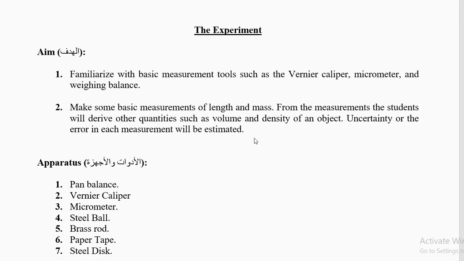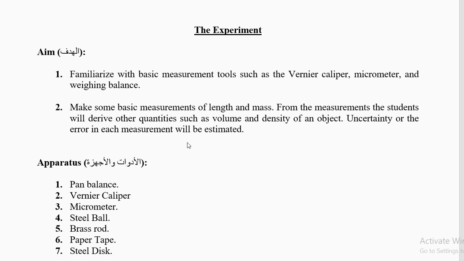Now, for every experiment we have discussed how to write the lab report. There's an aim and there's the apparatus in the beginning, and there are other items also. What's the aim of this experiment? Today we are going to learn how to use a screw gauge and the vernier calipers. Scale everybody knows how to use.